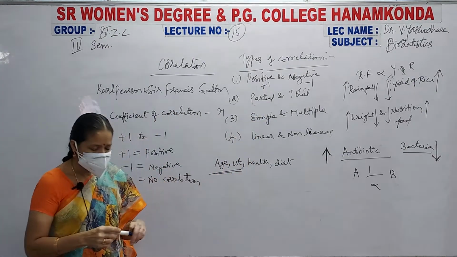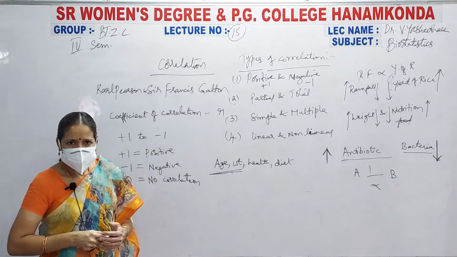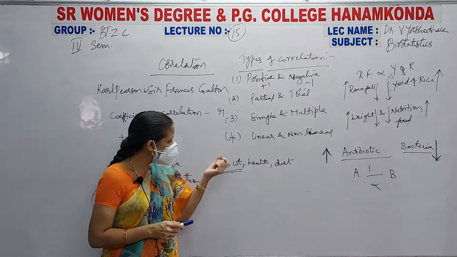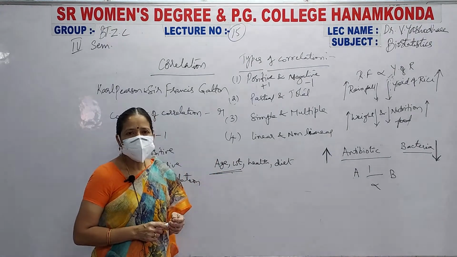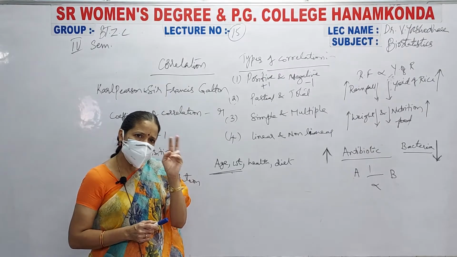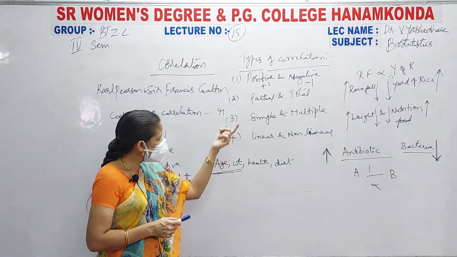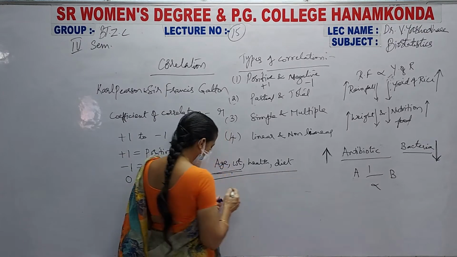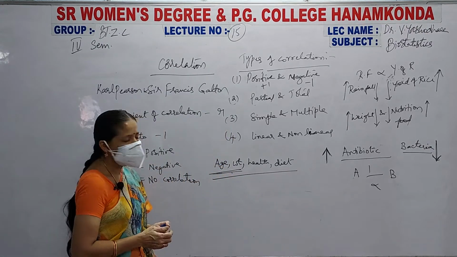If you are taking 2 variables at a time, then it is known as partial correlation, or simply you can call it as you are taking only 2 variables. If you are taking only 2 variables, it is known as partial correlation. If you are taking care of all the variables, it is known as total variation.